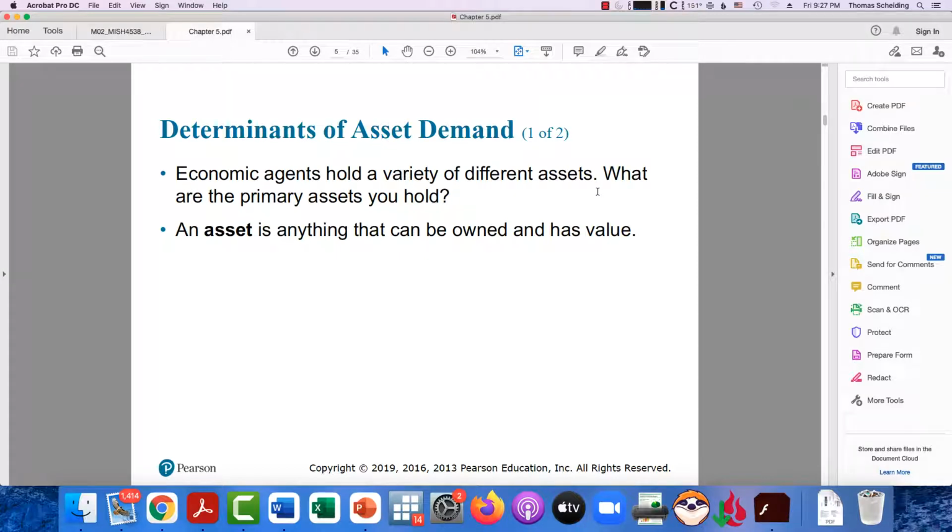So let's start first with what is an asset. Basically, an asset can be anything that is owned and has value. Houses are an asset. A car is an asset.